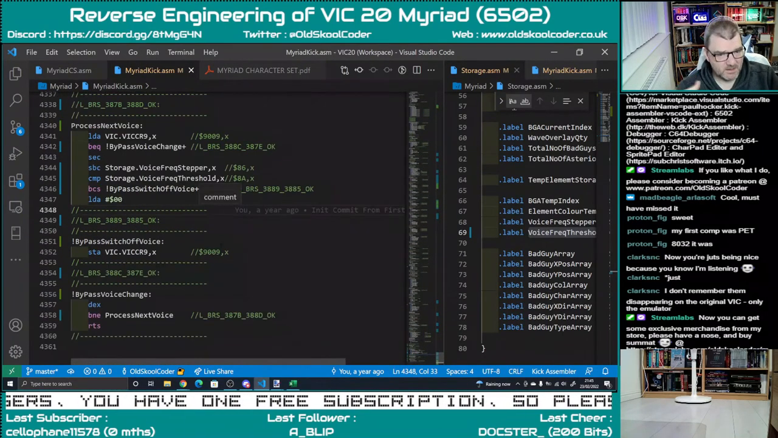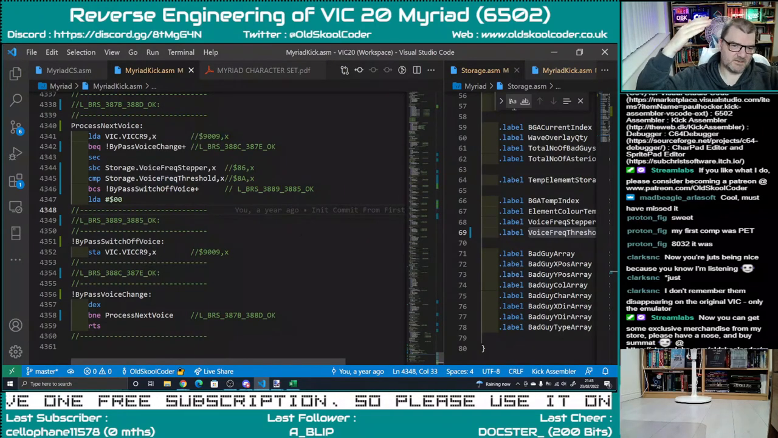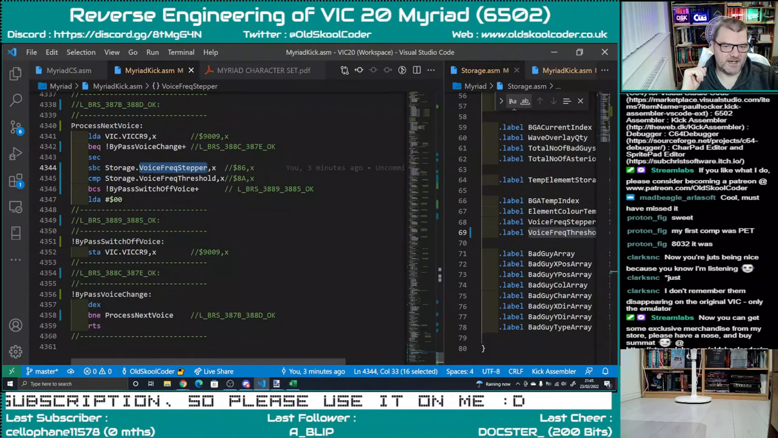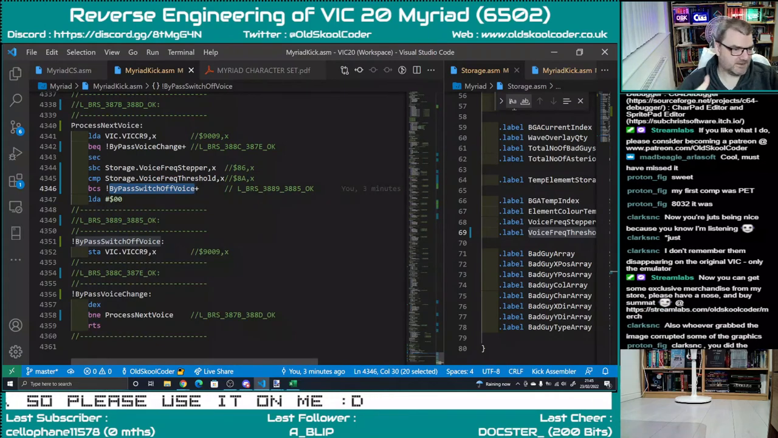So this is doing the voices. As I said on the last stream, it's taking the voice, subtracting the stepper, checking for the threshold, and if it's greater than the threshold, it carries on. But if it's less than the threshold, we switch the voice off.